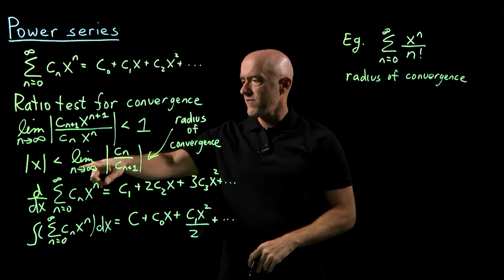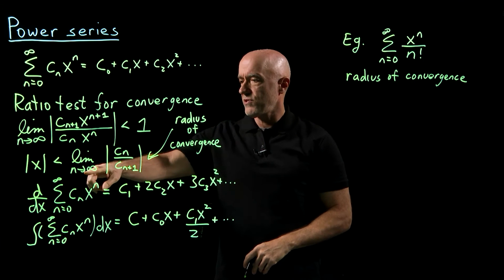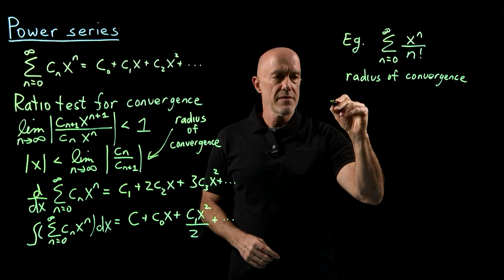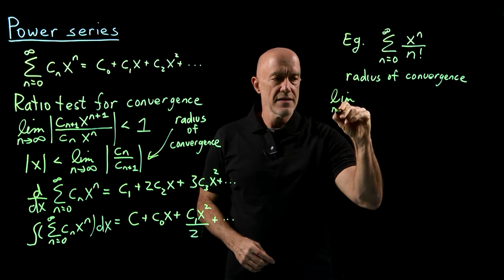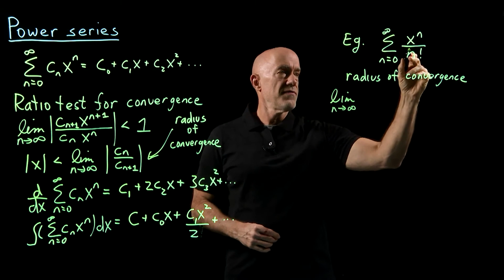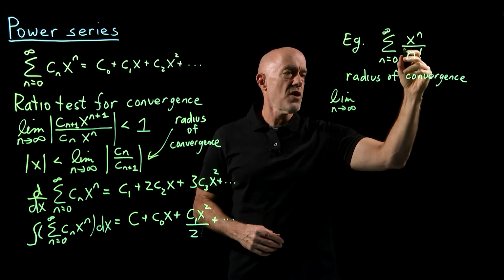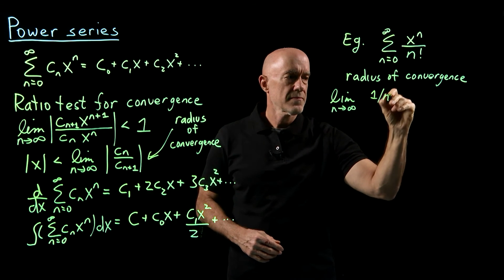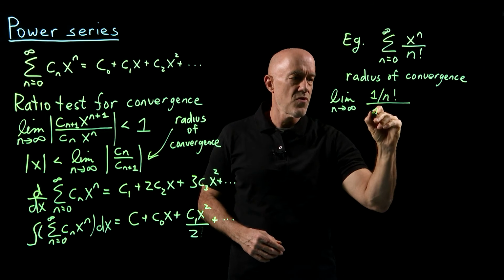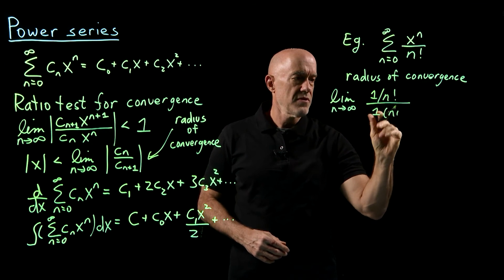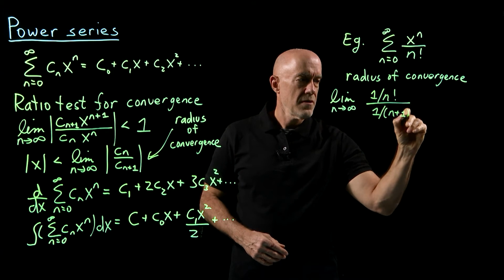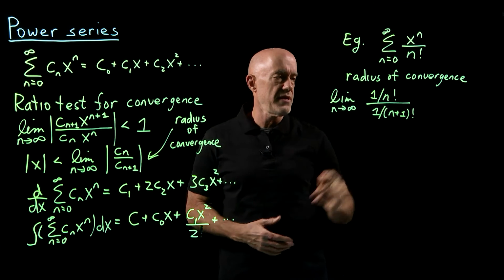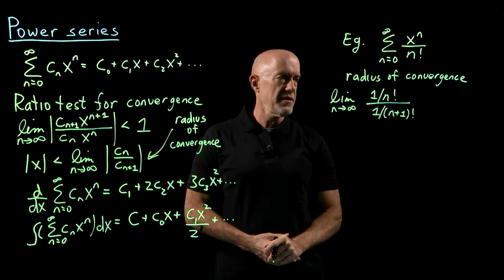Right, so the radius of convergence is the limit as n goes to infinity of c sub n over c sub n plus 1. So c sub n is 1 over n factorial, and c sub n plus 1 is 1 over n plus 1 factorial. We don't need the absolute value sign because all of these coefficients are positive.